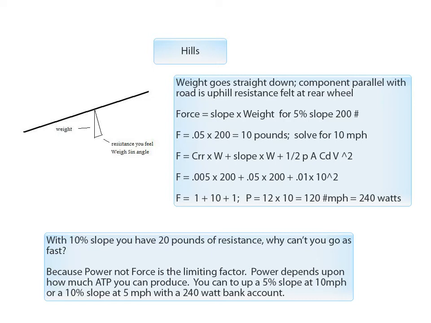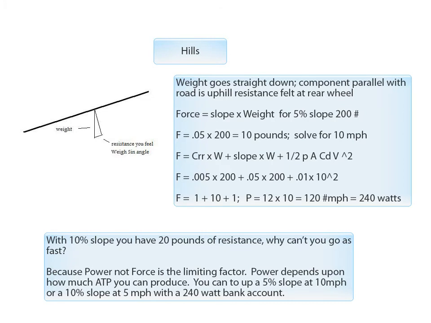Okay, now if you solve the equations for 10 miles per hour and you go to the force equation, we have CRR times W and slope times W, very similar. And then we have 1/2 rho A CD V squared, which we know all comes down to 0.01 times 10 squared. And the 0.005 and 0.05 could be added together and multiplied times 200, however you want to do it. The force equation comes down to 1 plus 10 pounds plus 1 pound from aerodynamic, because you're only going 10 miles an hour. So that's 12 pounds times 10 miles an hour, 120 pound-miles per hour, and 240 watts.